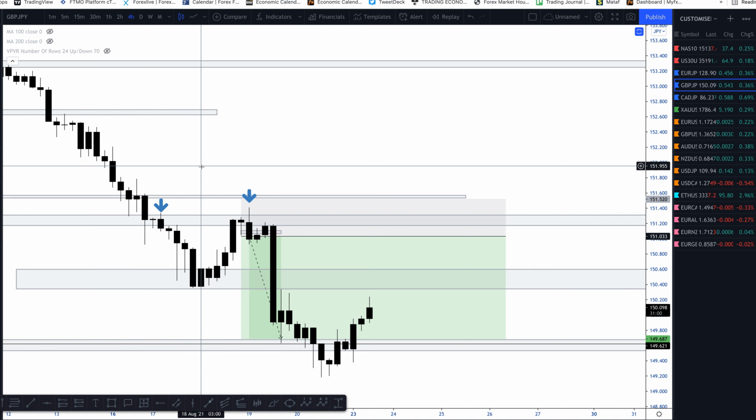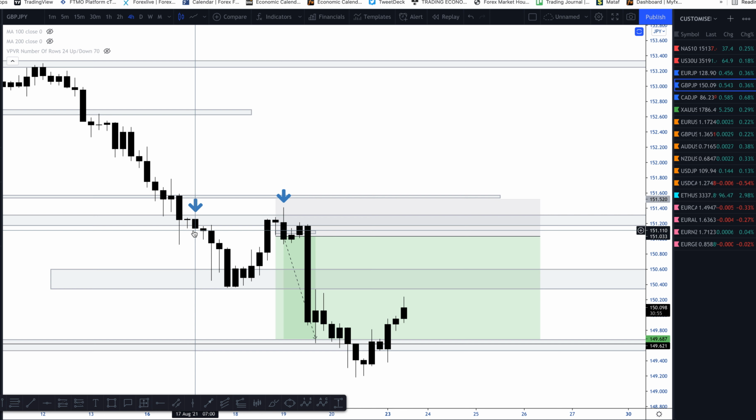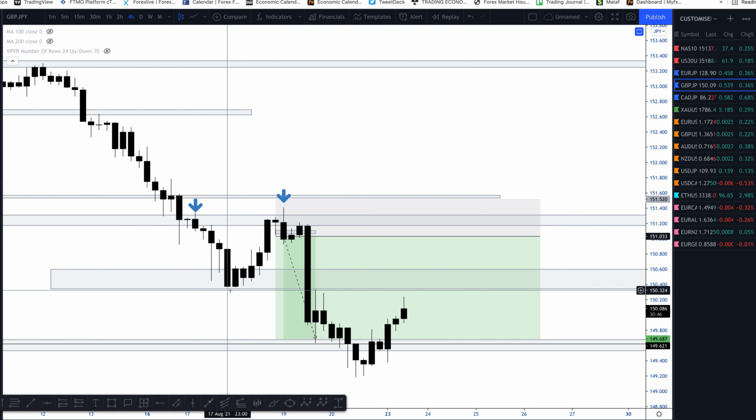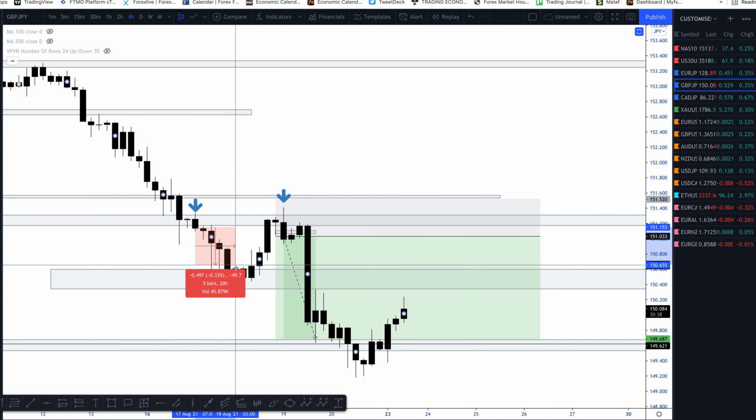So if we go into the H4 time frame, my first entry was actually after this bearish candle over here. Price was going in my direction, and then when it reversed over here, I exited the trade. So I made around 50 pips on that one.